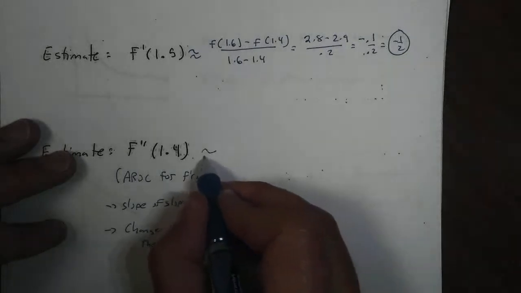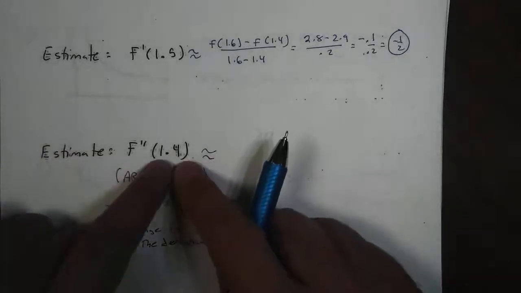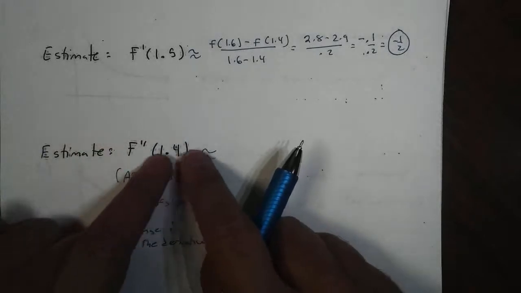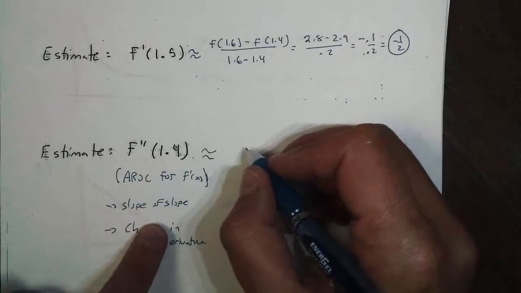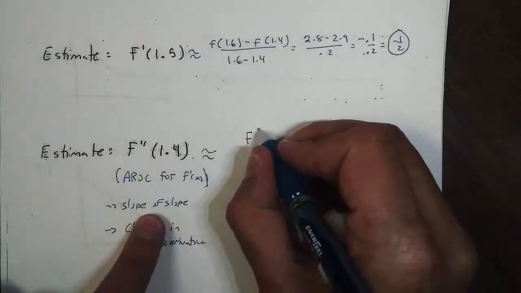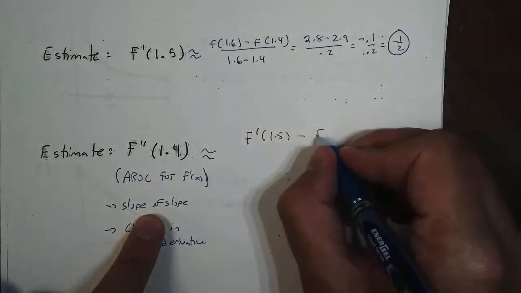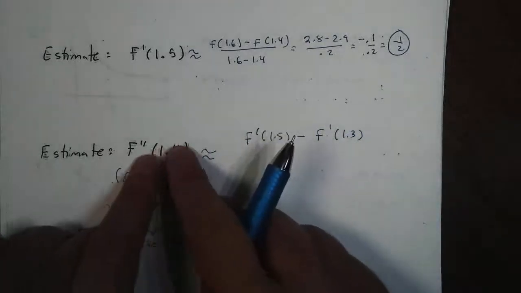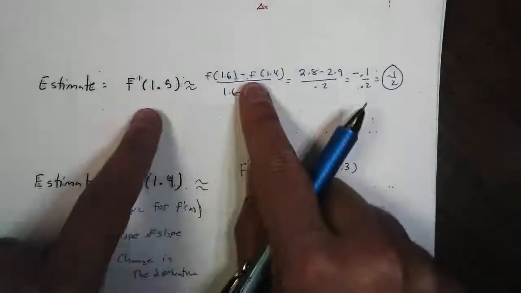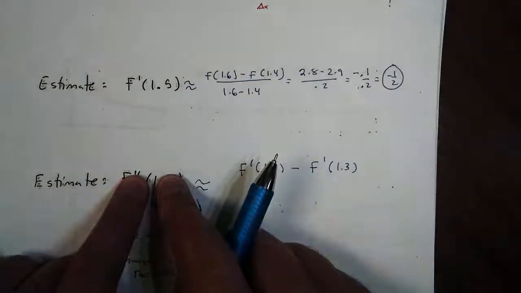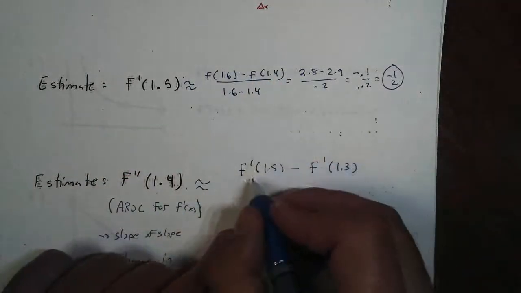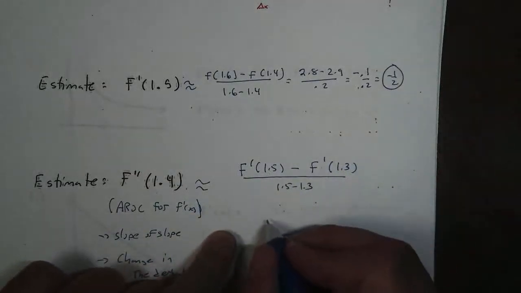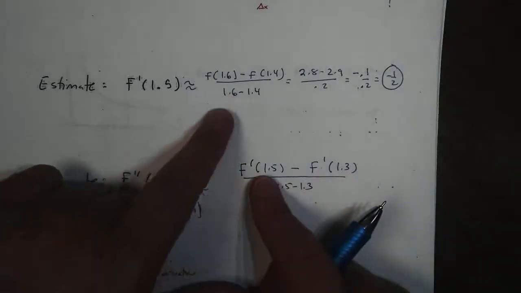changing? So to estimate this, I want to estimate the slope of the slope, or the concavity, at 1.4. So again, I'm going to pick numbers around it. So it's the change in the slope. So it's going to be f prime 1.5 minus f prime 1.3. Notice, up here, to get my derivative, I looked at the change in the values. To get the second derivative, I look at the change in the derivative. And it's still going to be over 1.5 minus 1.3. So I need those values. Look, we just found them already.